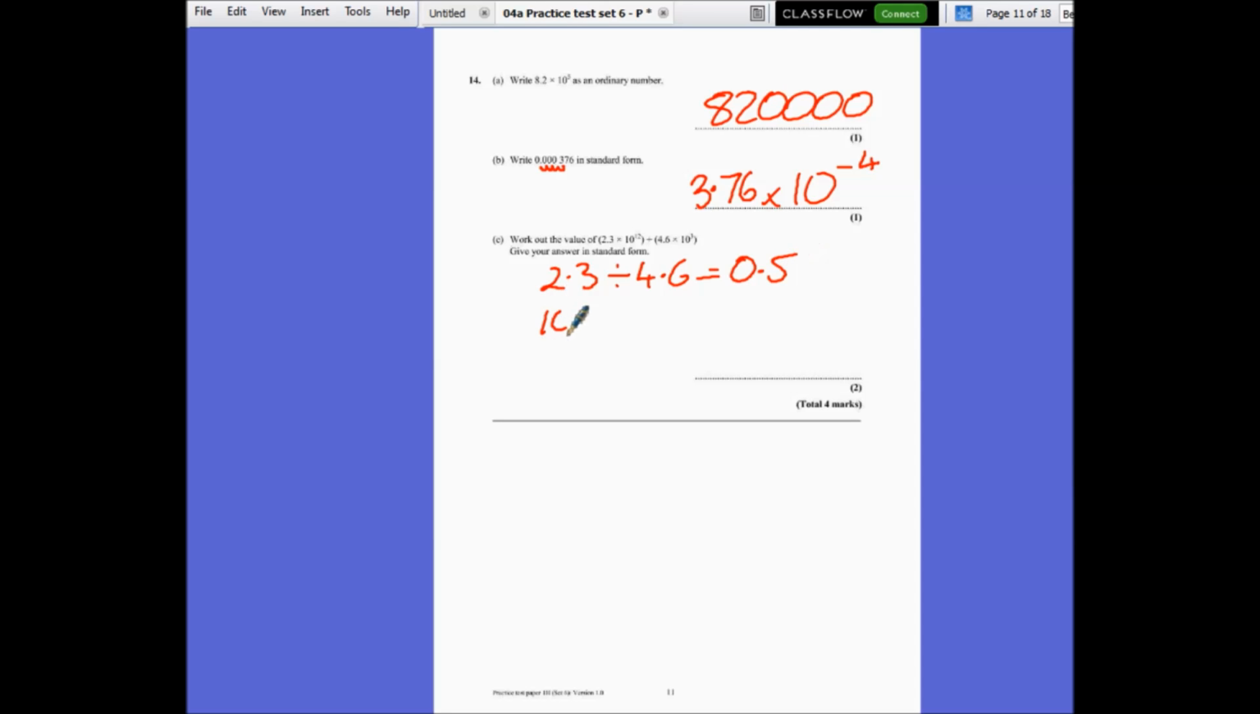We then want to do the powers, so 10 to the power 12 divided by 10 to the power 3. When we divide powers, we just subtract them, so 12 take away 3 is 9, so that would be 10 to the power 9. So this would be 0.5 times 10 to the power 9.